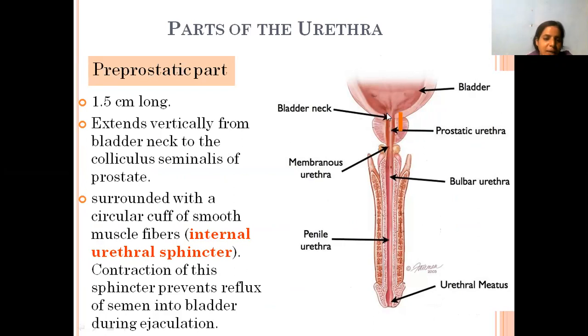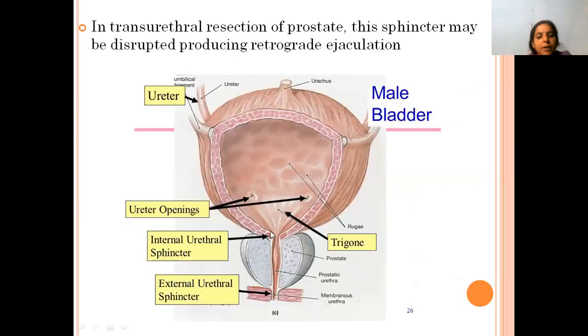So when this internal urethral sphincter is tightly closing this inlet, the seminal fluid will not be able to regurgitate back into the urinary bladder. Semen will not enter the urinary bladder because of the closure of the internal urethral sphincter during ejaculation. This is our internal urethral sphincter, seen at the level of the pre-prostatic urethra.